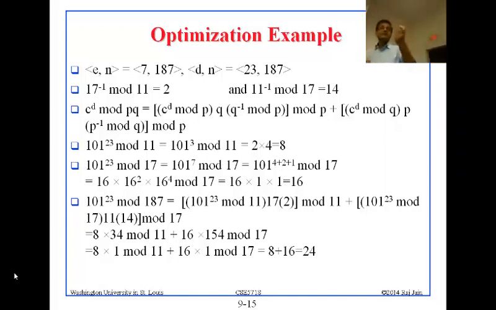I can do this, right? 111 mod 2 is 2, and then square it, which is 4. Alright, so the total is 8. That was easy, right? No calculator required so far.